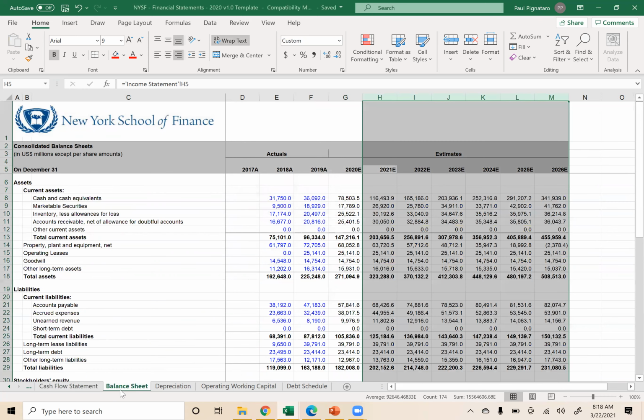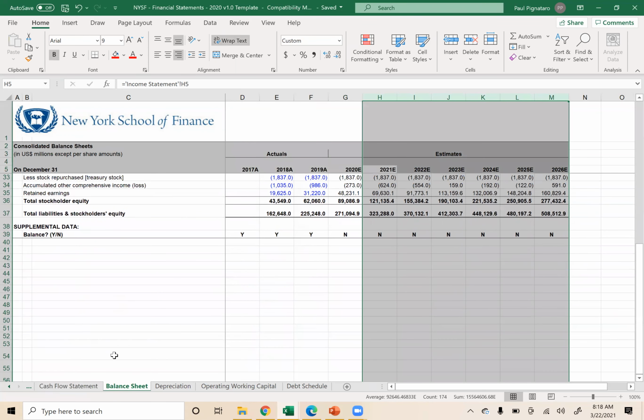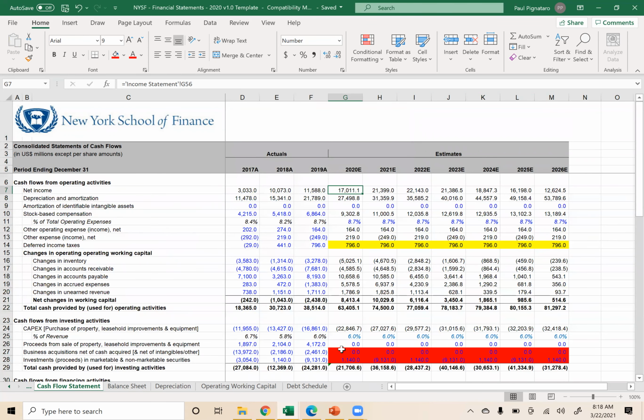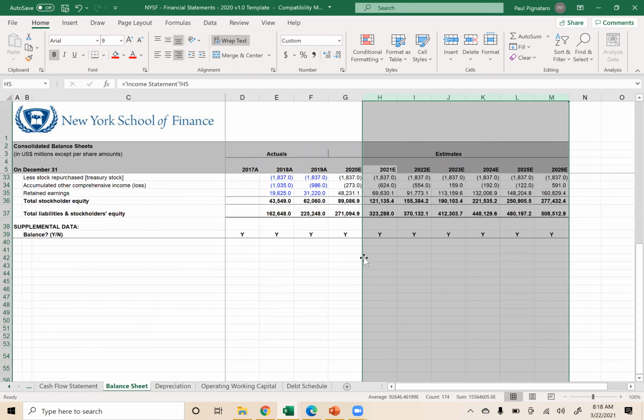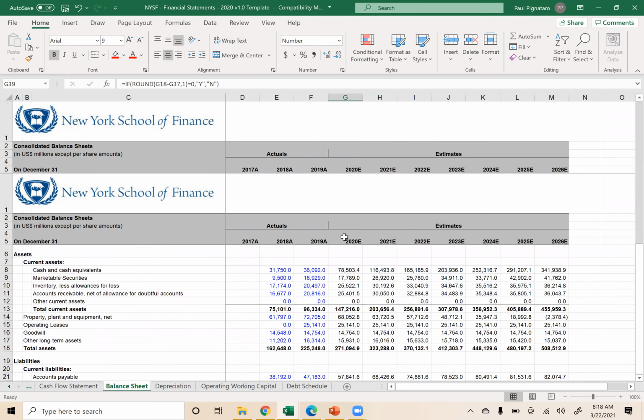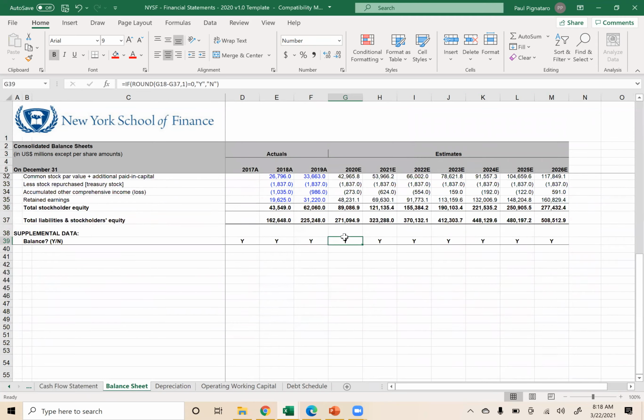Okay, so guess what? Oh, oops. We have a balancing balance sheet. No, we don't. Here we go. My totals again. Okay, we have a balancing balance sheet. We have an income statement. We have a cash flow statement.